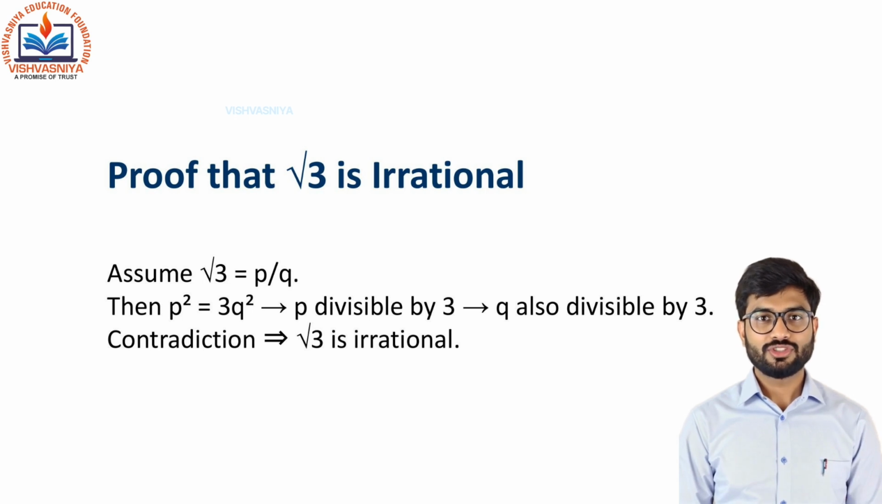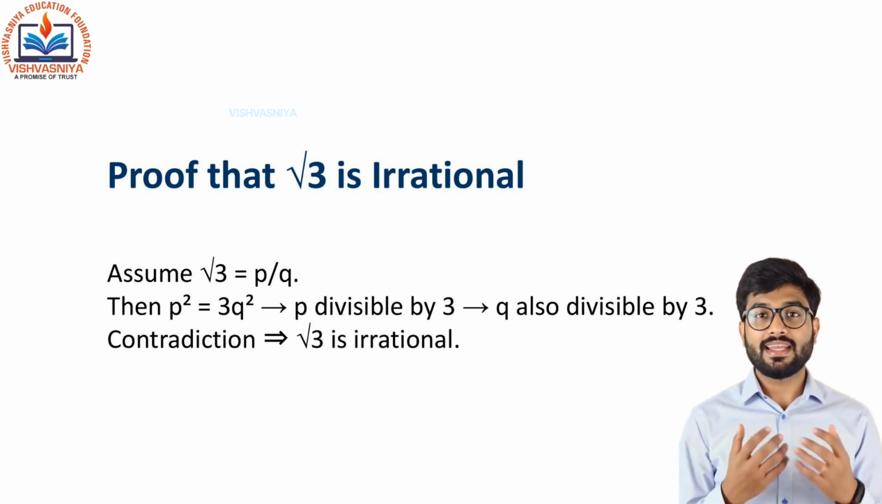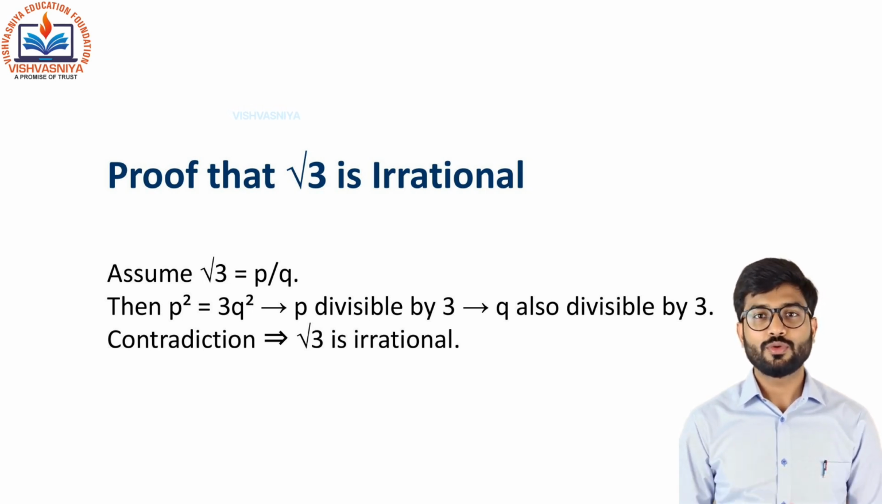Let p equal 3k. Substituting, we get 9k squared equals 3q squared, or q squared equals 3k squared. So q is also divisible by 3. That means both p and q have 3 as a common factor, which is a contradiction. Hence, square root of 3 is irrational.